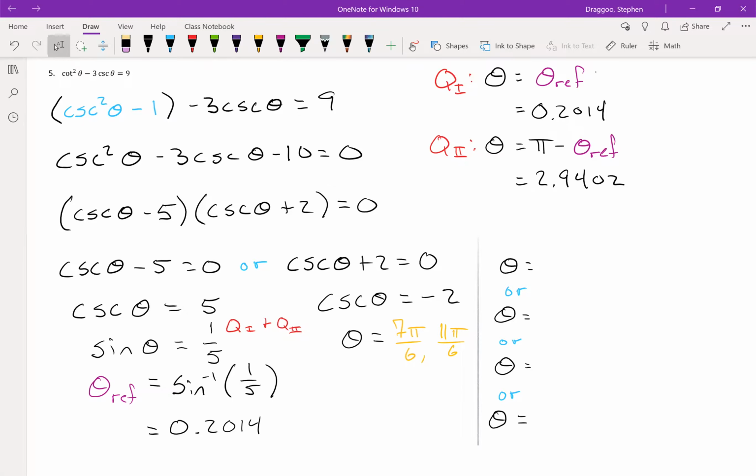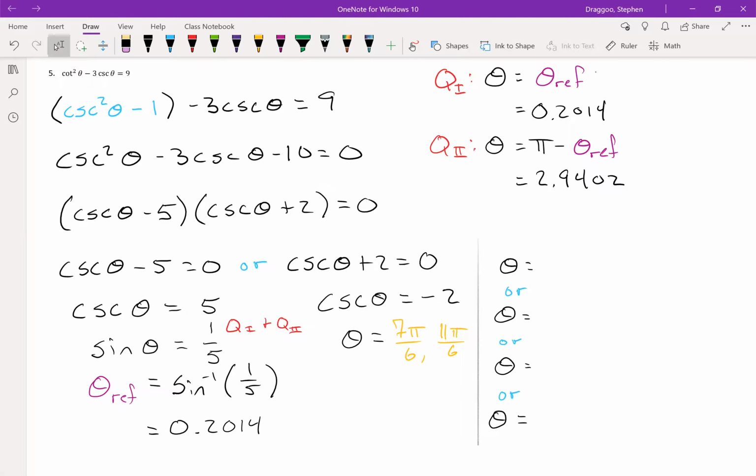I have a minus 1 and a minus 9 after I move the 9 to the left side of the equation. So I have cosecant squared minus 3 cosecant minus 10 is equal to 0. So once again, I'll factor that mess. Get cosecant minus 5, and cosecant plus 2.